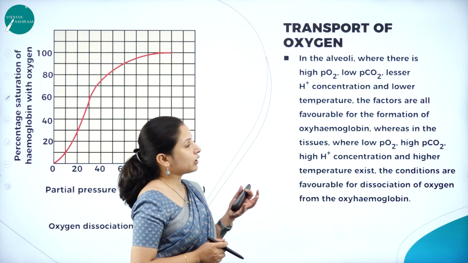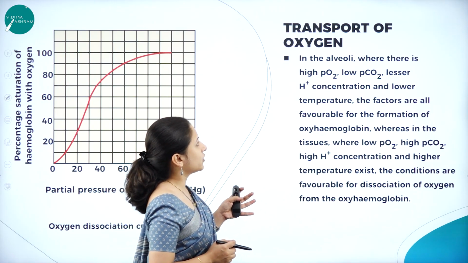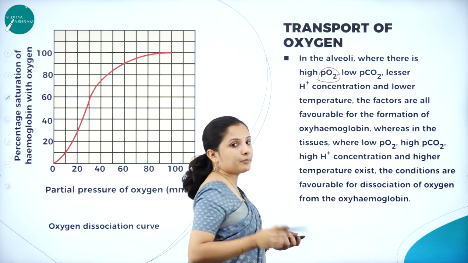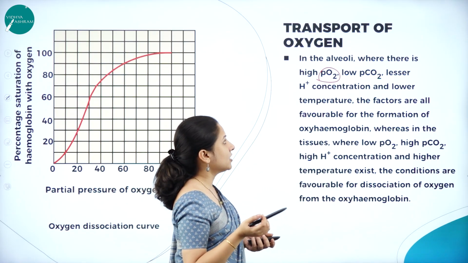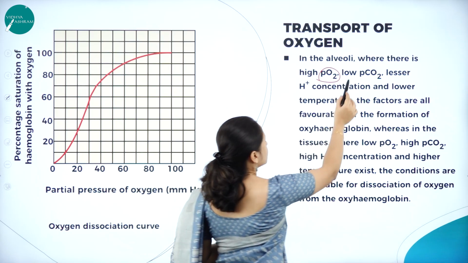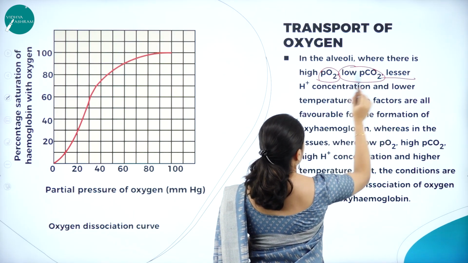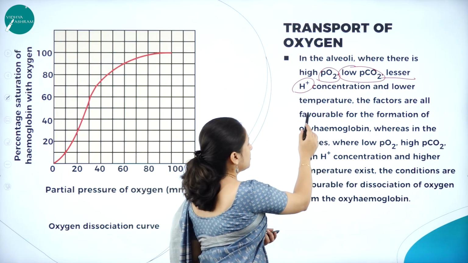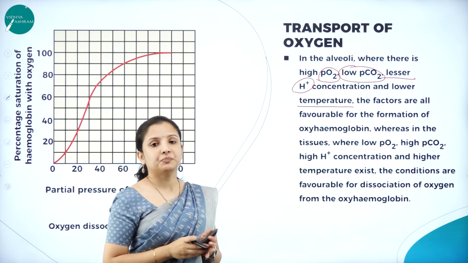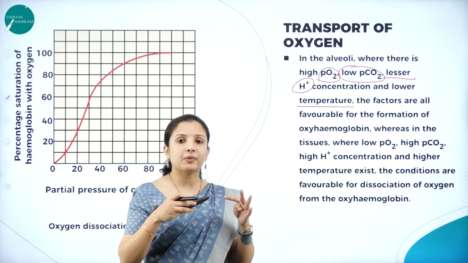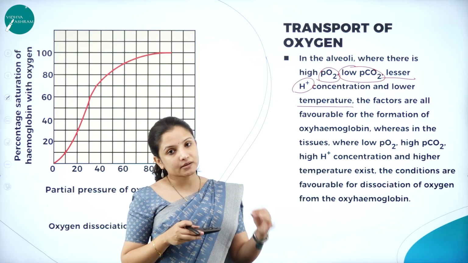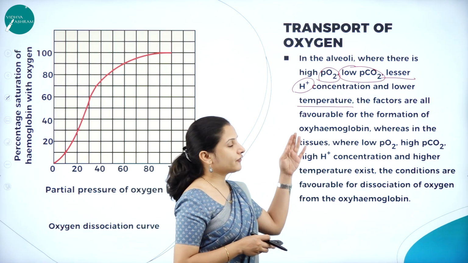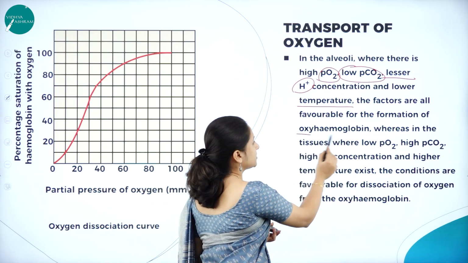So, here talking about the alveoli again. In the alveoli, the partial pressure of oxygen is very high, the partial pressure of carbon dioxide is very low, the concentration of hydrogen ions is also less, and the temperature is also low. All these factors, be it the partial pressure of oxygen, the partial pressure of carbon dioxide, the temperature, or the hydrogen ion concentration, are favorable for the formation of oxyhemoglobin.